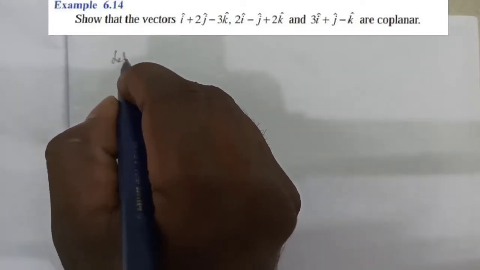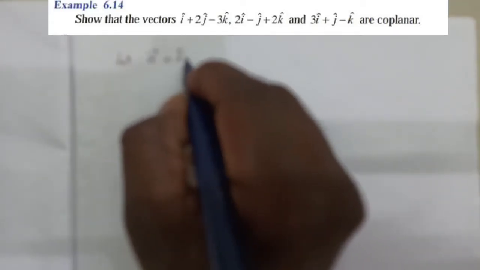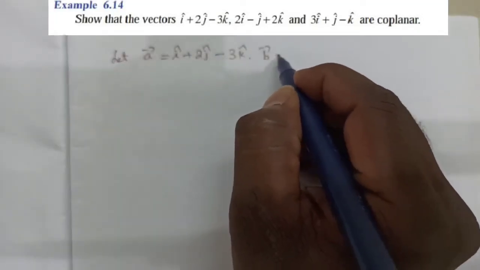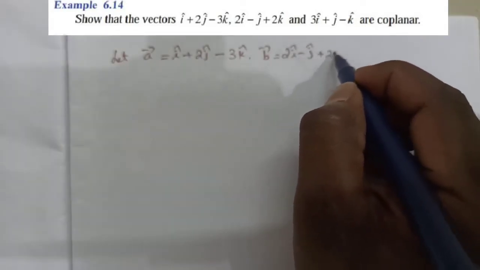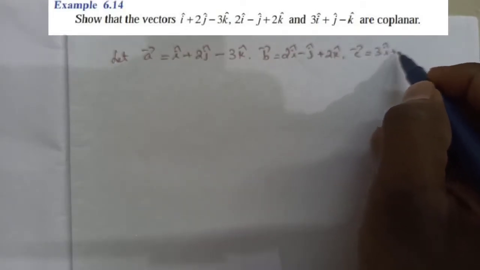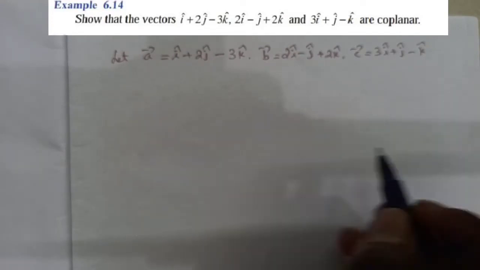Next example 6.14: show that the three given vectors are coplanar. First, let a vector equal to i cap plus 2 j cap minus 3 k cap, b vector equal to 2 i cap minus j cap plus 2 k cap, and c vector equal to 3 i cap plus j cap minus k cap. We have to show they are coplanar.